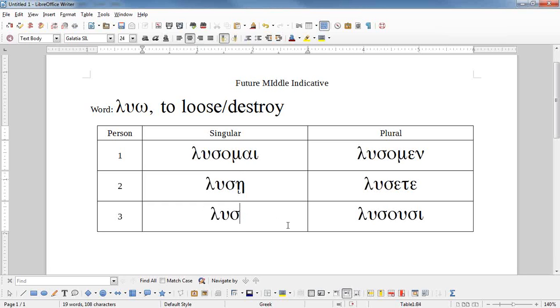Here we have Epsilon, Tau, Alpha, Iota. This one, Theta, Alpha. This one, Sigma, Theta, Epsilon. And then Nu, Tau, Alpha, Iota.